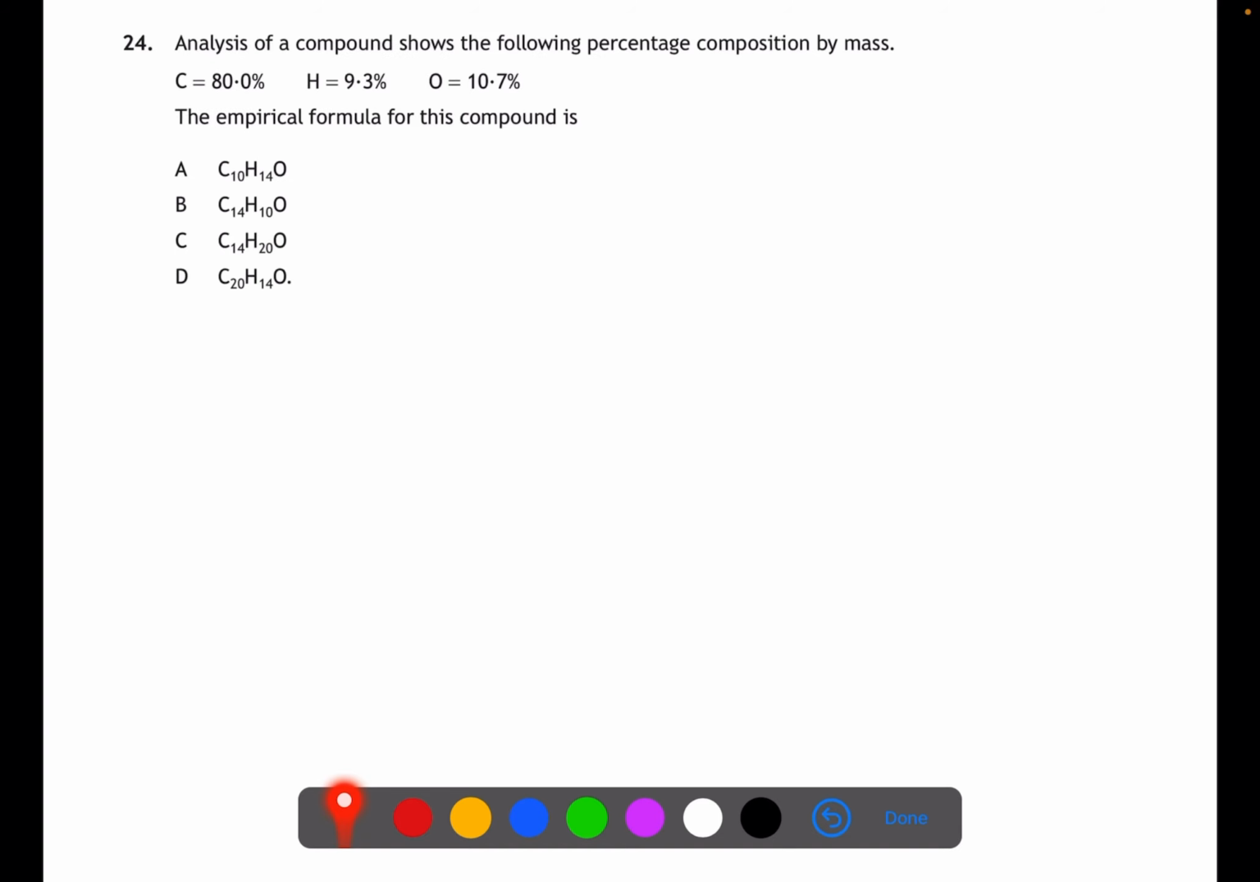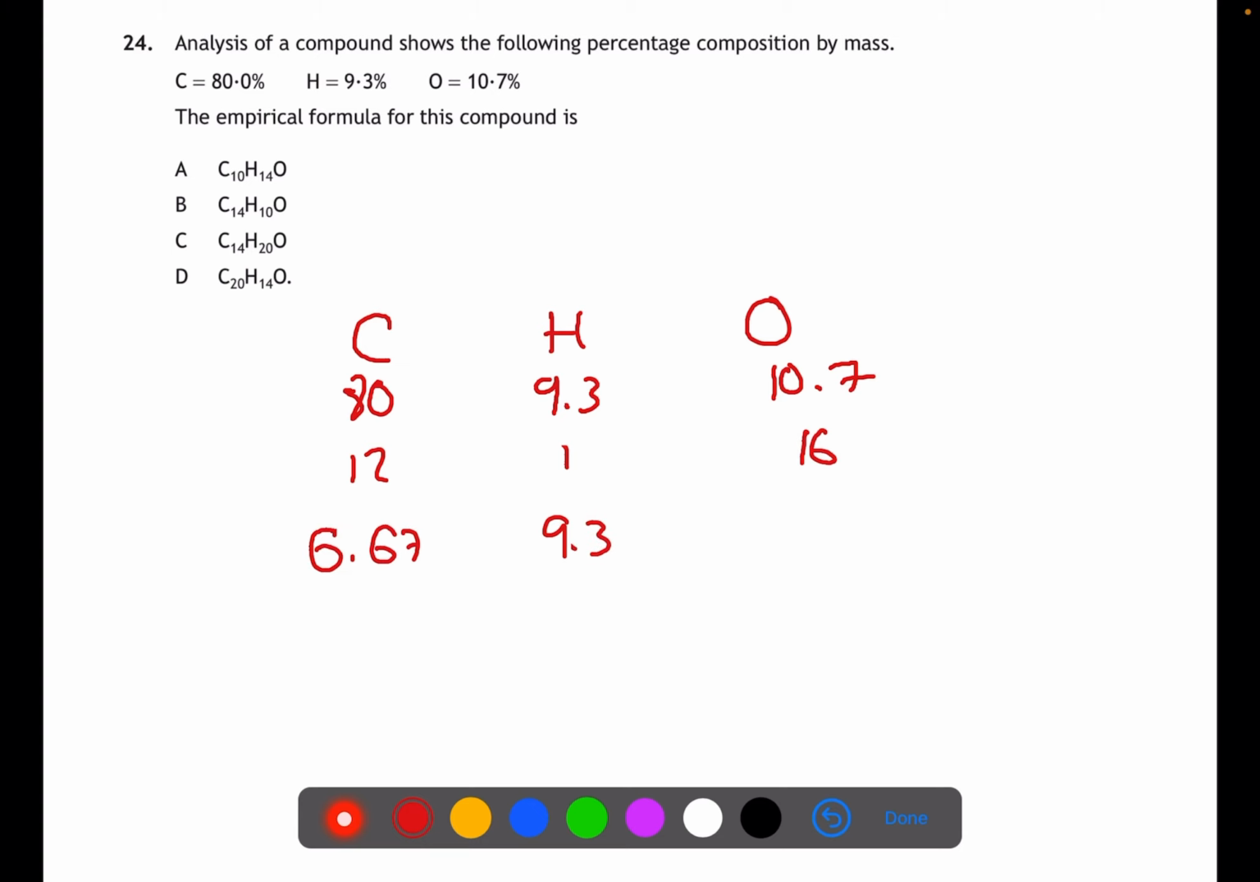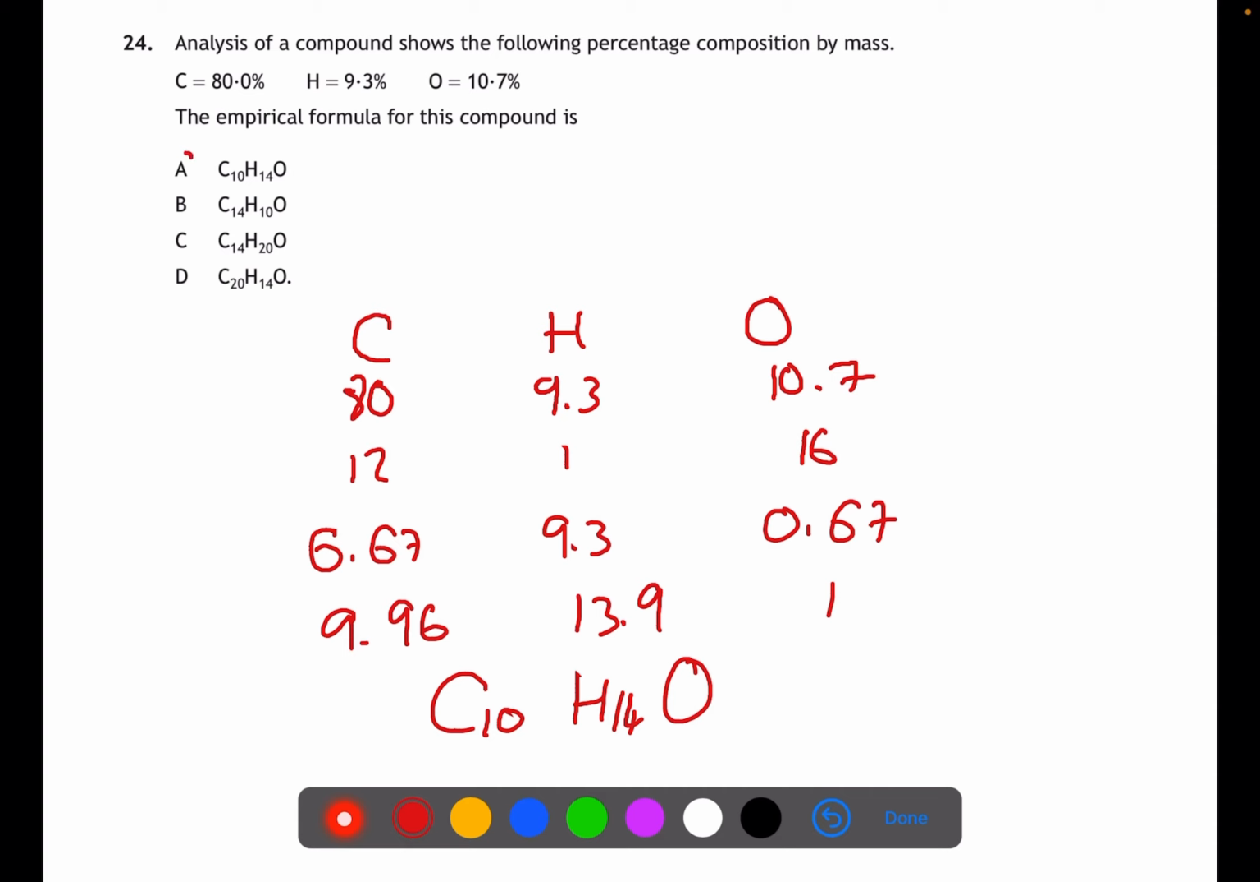Question 24. Analysis of a compound shows the following percentage composition by mass. The empirical formula for the compound is what? So if we take each of these to be the masses that are present, and then we divide by the relative atomic mass from the data book, we'll get the number of moles. And then dividing by the smallest, which is the oxygen here, and then rounding up where we don't have whole numbers, we can see that we should have C10H14O, which would be A.